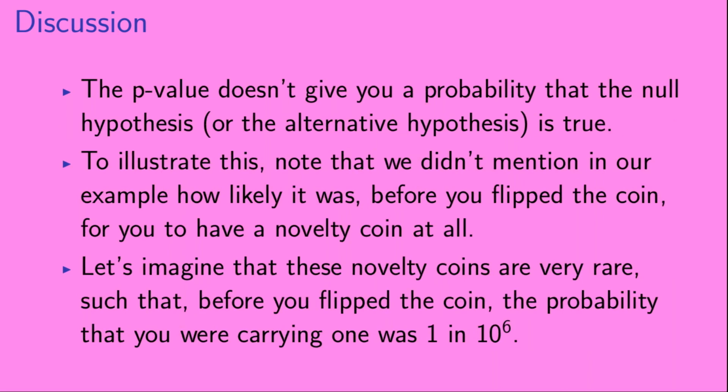The p-value doesn't give you a probability that the null hypothesis or the alternative hypothesis is true. To illustrate this, note that we didn't mention in our example how likely it was before you flipped the coin for you to have a novelty coin at all. Let's imagine that these novelty coins are very rare, such that before you flipped the coin, the probability that you were carrying one was 1 in a million.